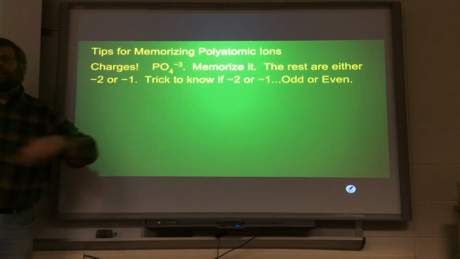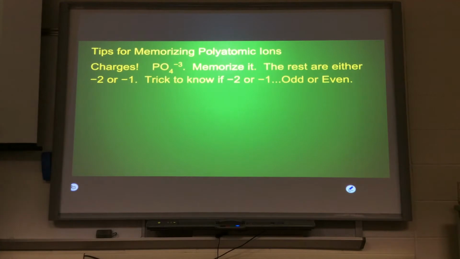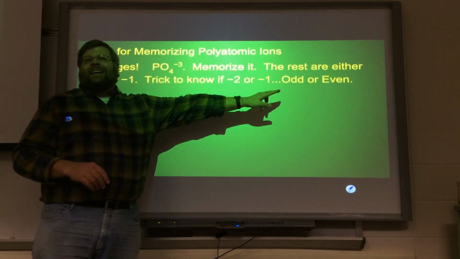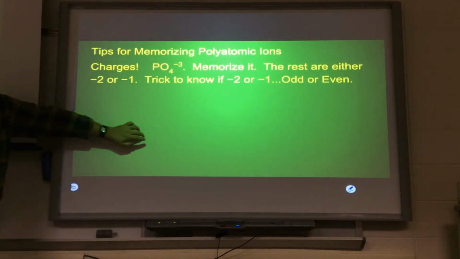Well, one trick is if you memorize phosphate, which you should, PO4 is a 3- charge. Just have that one in your brain. Then all the other ones are either a 2- or a 1- charge. So we can use an odd-even rule to figure this one out.